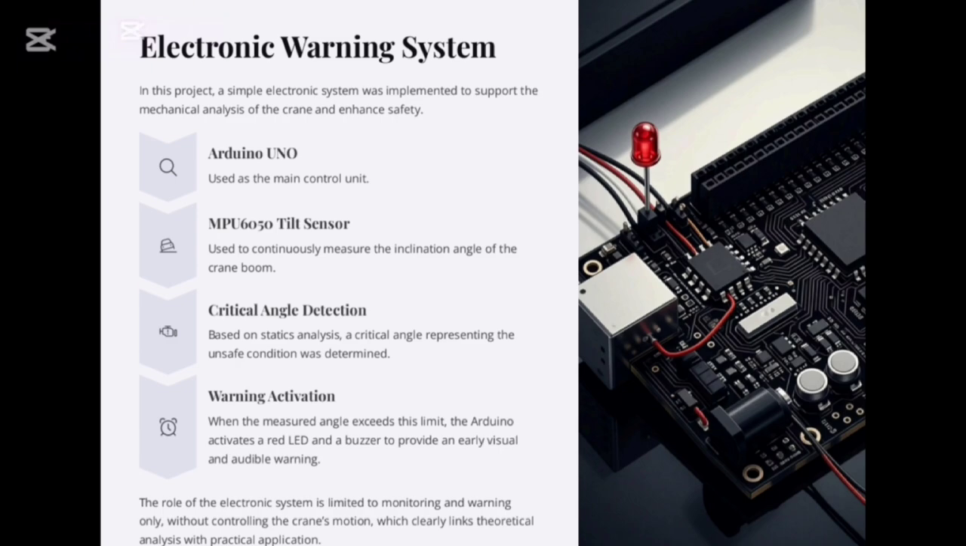The third part is critical angle detection. The system detects a critical tilt angle that is unsafe. Fourth, warning activation. When the angle exceeds the limit, the LED and buzzer alert the operator. Finally, the electronic system only monitors and warns. It does not control the crane movement.